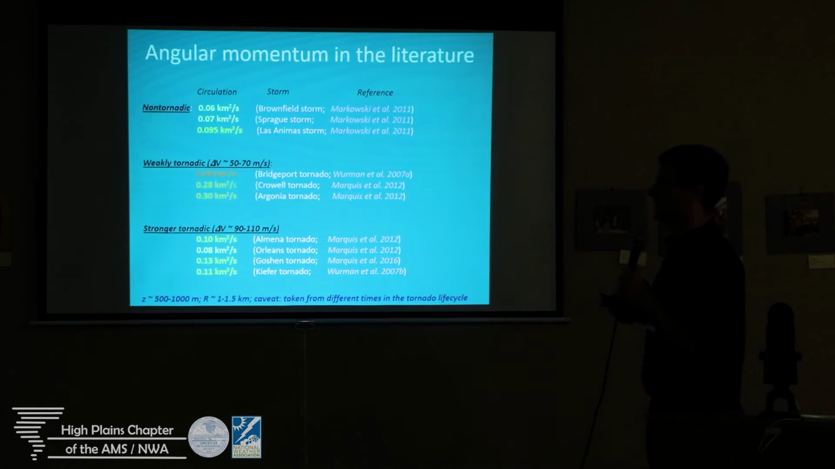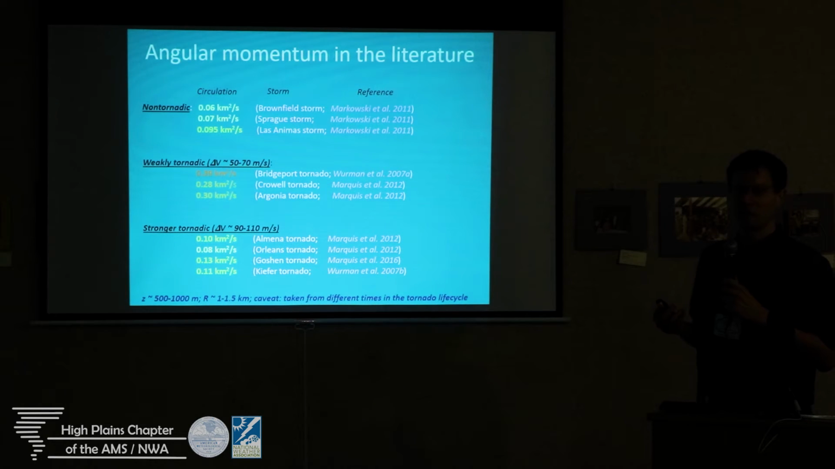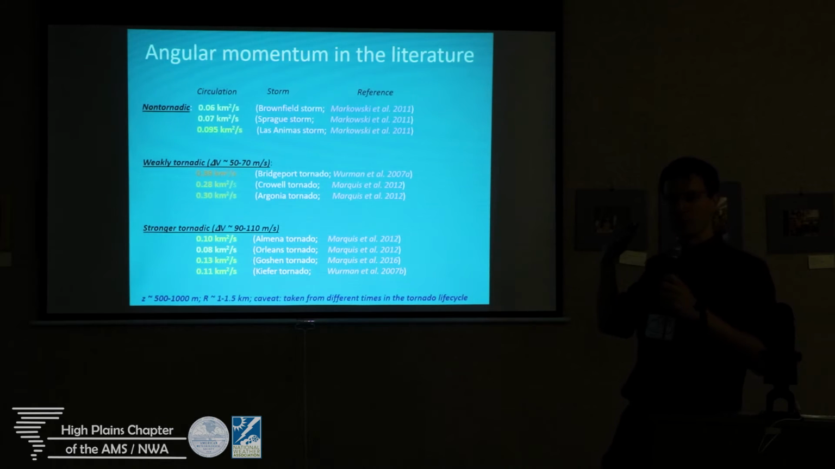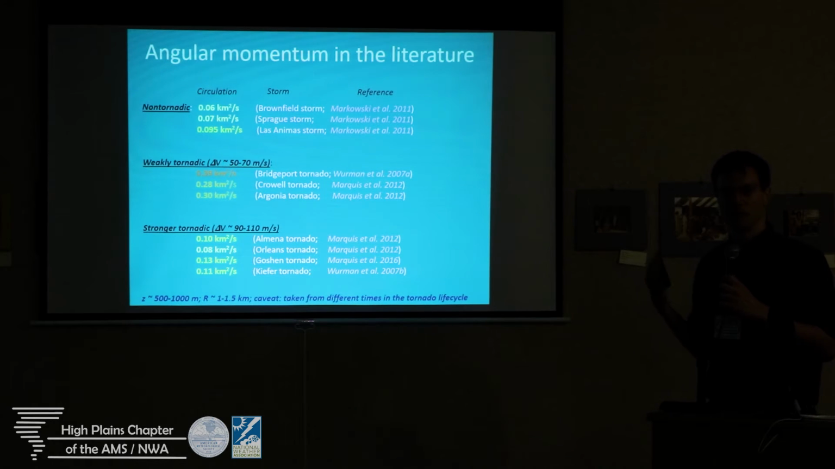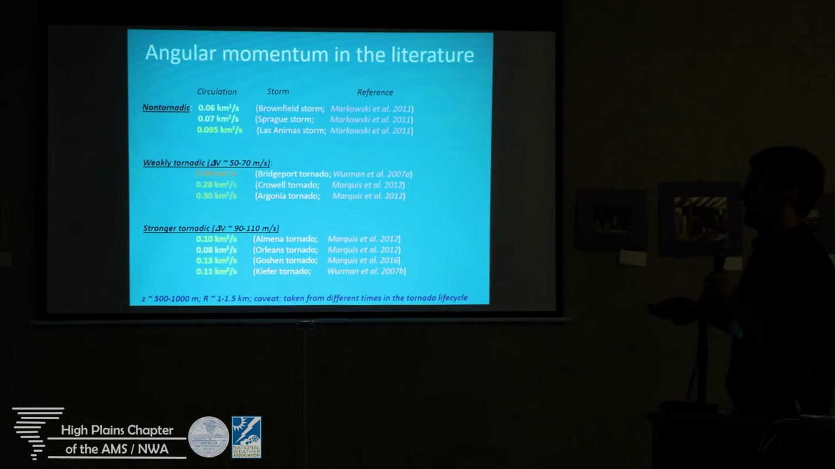While I was looking at this, I decided to poke through the literature of other people that have analyzed tornadic storms, non-tornadic storms, weakly tornadic storms, and try to get an idea of the spread of angular momentum across all of these mesocyclones. And it was kind of hard to do. You're sort of at the mercy of what they present or what data they have available.